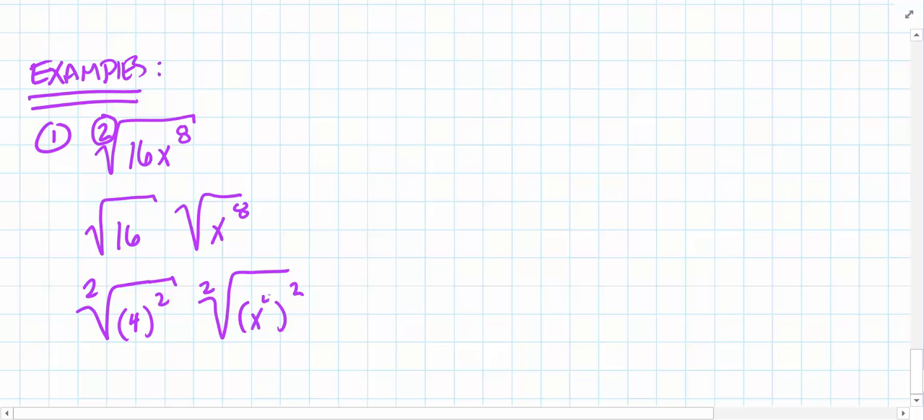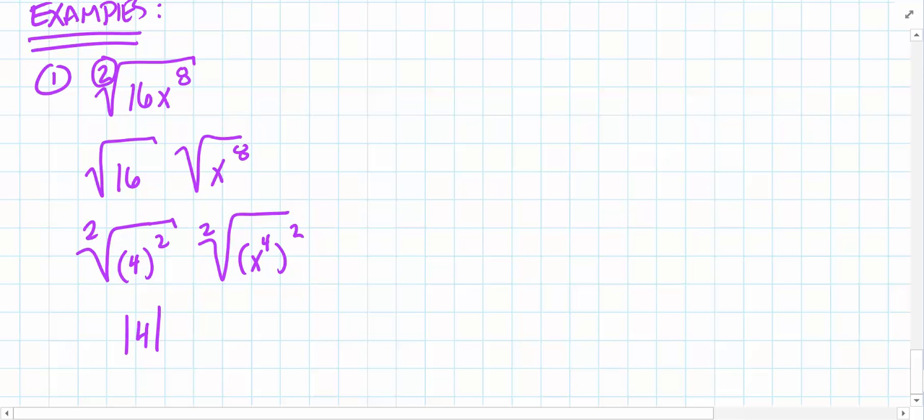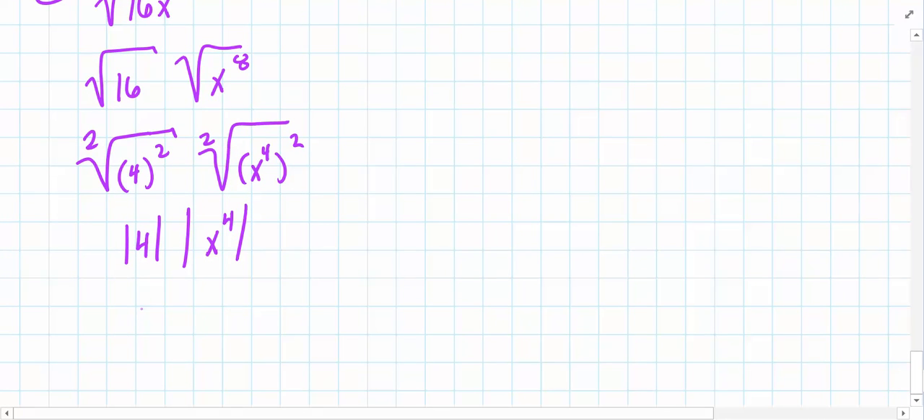Okay. Now, alright, according to our definition, if I have an even index, I need absolute value bars. So this is going to be the absolute value of 4. And this is going to be the absolute value of what? X to the 4th. That's what that says. Okay? Well, since I'm multiplying these two things, that's just the absolute value of 4x to the 4th. Right? You guys okay with that part?